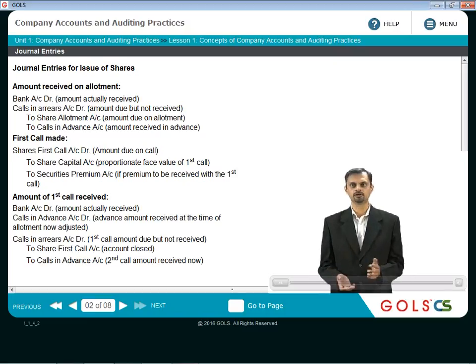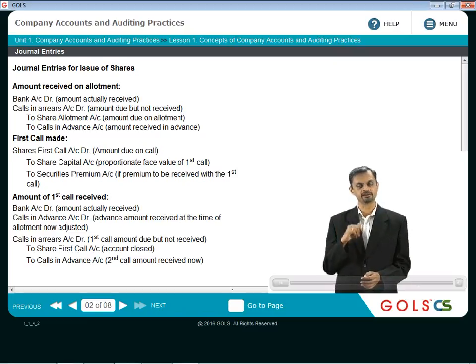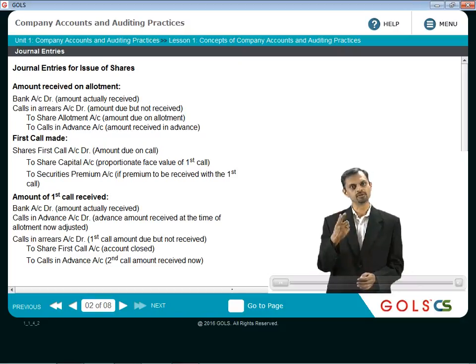So bank account debit amount to the extent of the money received. Then whatever calls shareholders had paid in advance earlier at the time of allotment, that is no more advance now because now the first call is made. So you will have to close that advance account. That is why earlier you had credited calls in advance account. Now you will debit calls in advance account.